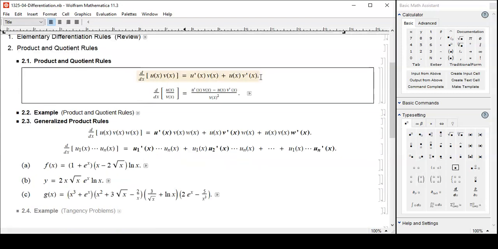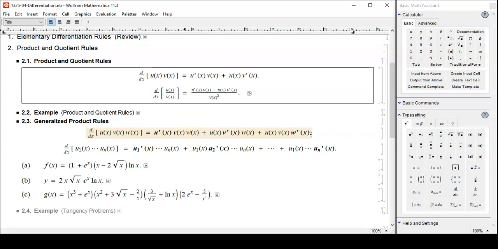Here we had just two factors, u times v. Then we end up with two bunches added up with u prime v plus u v prime. And each bunch has only one derivative, u prime here and v prime there. Likewise, if we have three factors, u times v times w, we need three bunches added, and each bunch has only one derivative, u prime, v prime, and w prime.